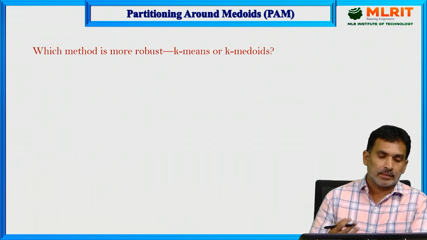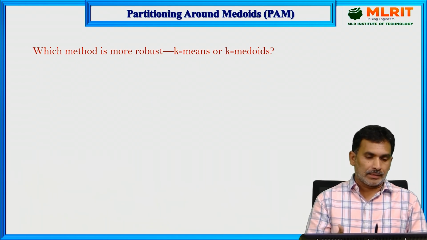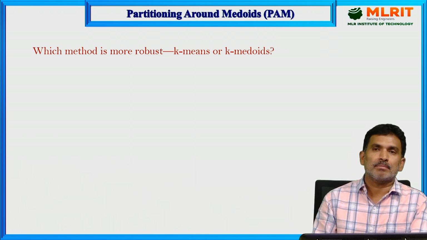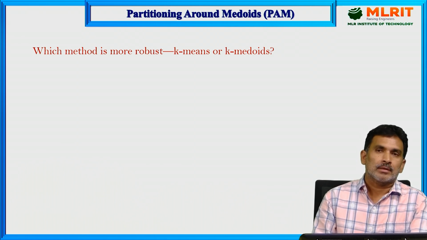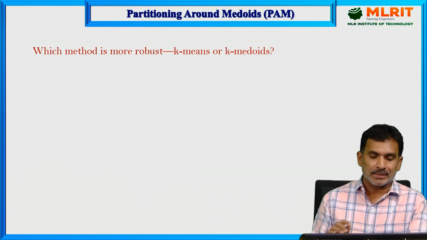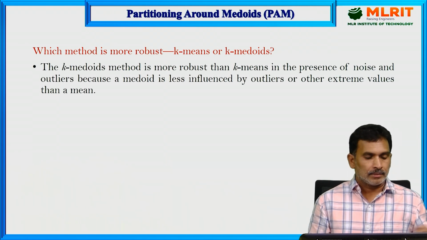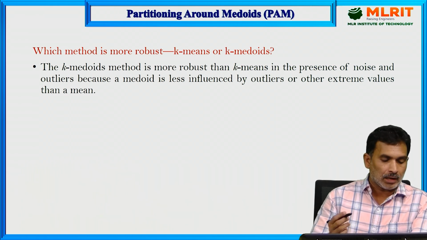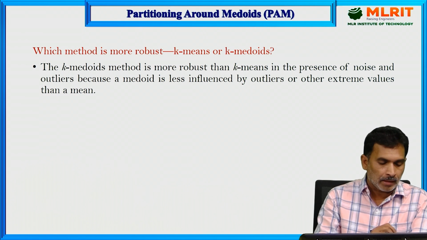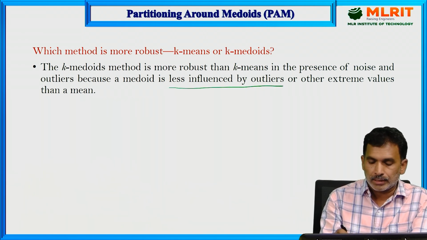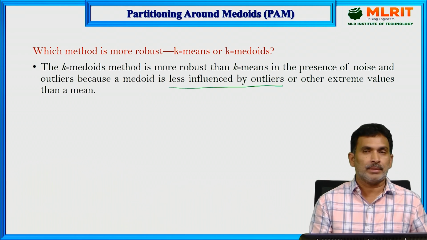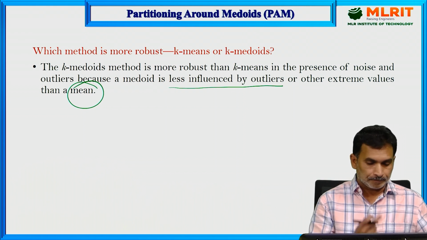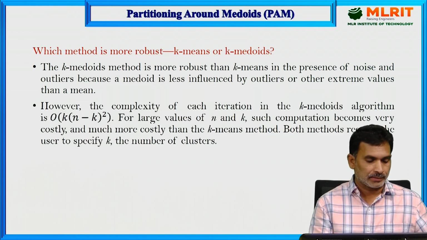Now I think we understood the basic definition of K-means and K-Medoids, as per the definition and the examples. So which method is more robust, K-means or K-Medoids? Let us understand here. K-Medoids is more robust than K-means in the presence of noise and outliers, as we already discussed, because a medoid is less influenced by outliers or other extreme values than the mean. Whereas K-means depends mainly on the mean, which is sensitive to outliers as well as noise.